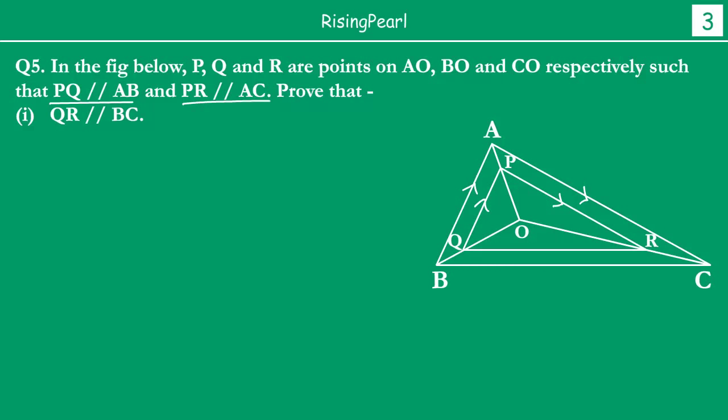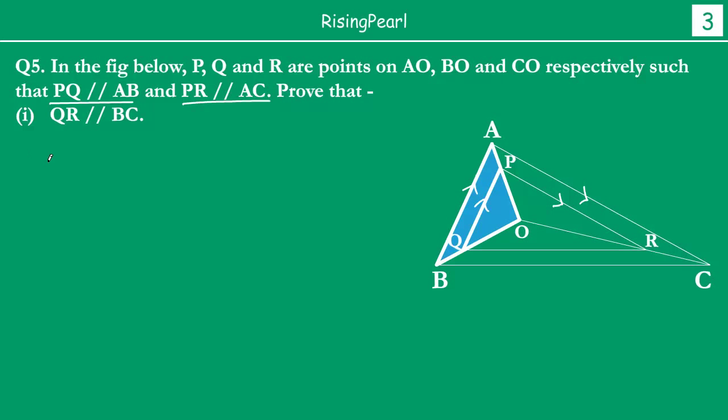So friends, how are we going to start this question? We are going to first focus on this triangle AOB. Why? Because I have a pair of parallel lines. If I look at triangle AOB, I don't know at this point where we are going with this, but what I do know is I have a triangle AOB where PQ is parallel to AB. So what does it tell us?